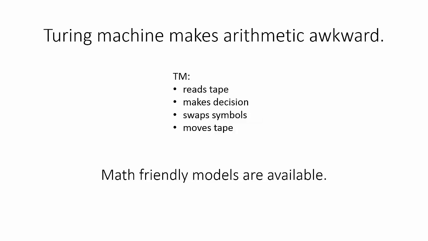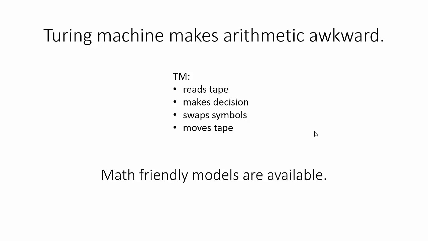Okay, a Turing machine makes arithmetic awkward because it reads the tape, makes a decision, swaps symbols and moves the tape. It's a really weird kind of math because it doesn't really increment the number, it just changes one number to another, which is the same thing, but it's not really natural for us. The Turing machine is not the only computational model there is, there are others.